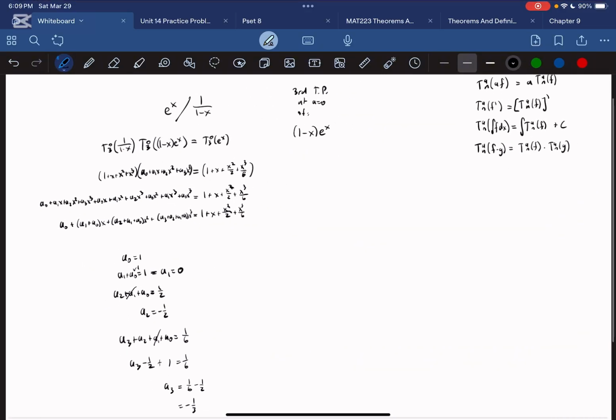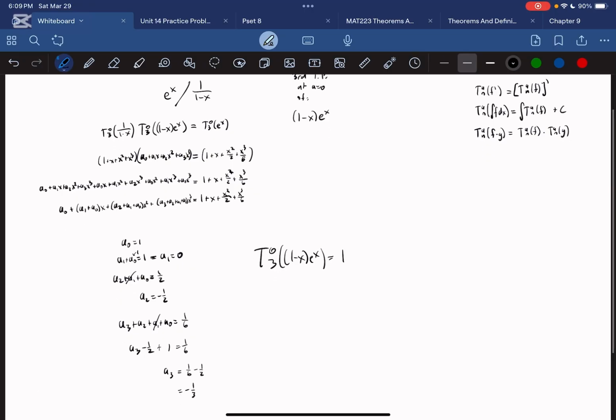So now we can write this, the third Taylor polynomial of 1 minus x e to the x, as 1 minus 1/2 x squared minus 1/3 x cubed. And yeah, I believe that's it for this half chapter.